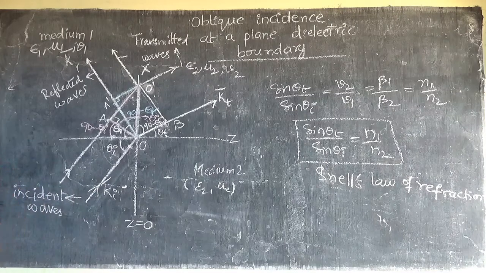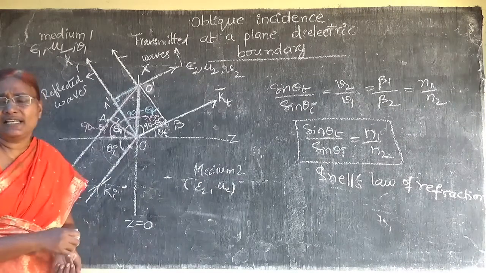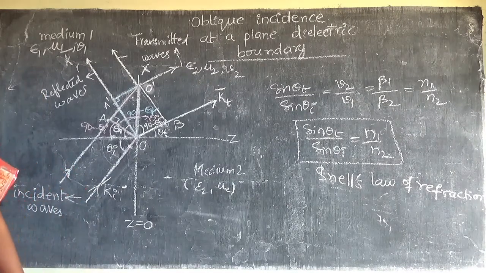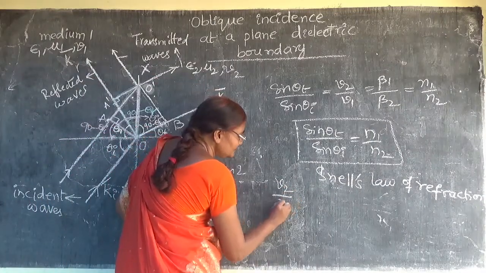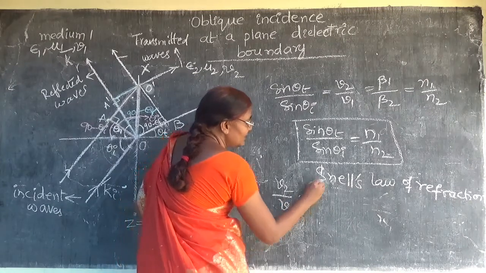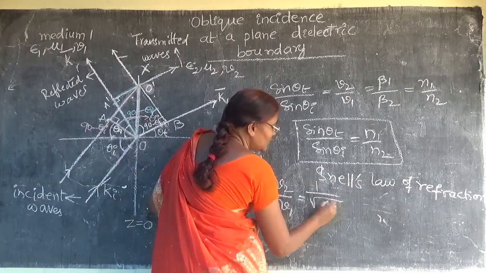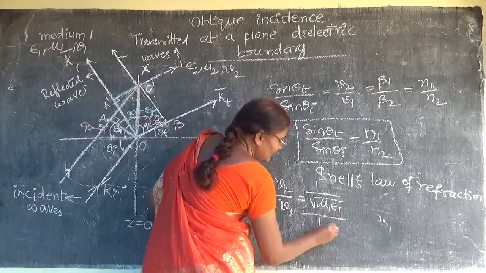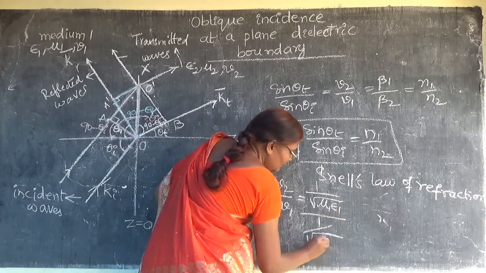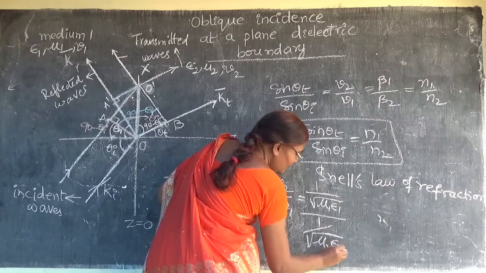And moreover, I can write velocity in terms of medium parameters, that is mu and epsilon. Aa rendu peru meeda kuda I can write the velocity. So what is v2 by v1? v2 by v1 is equal to 1 by root of mu1 epsilon1 by 1 by root of mu2 epsilon2.